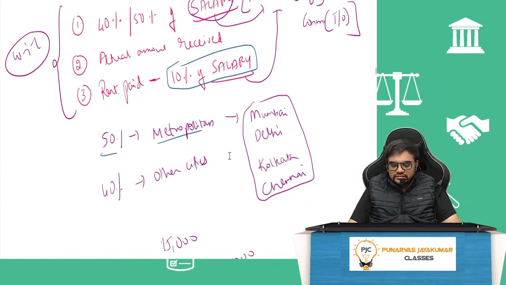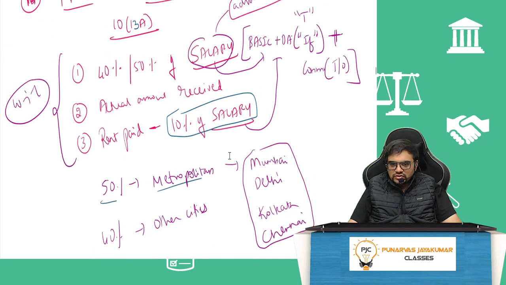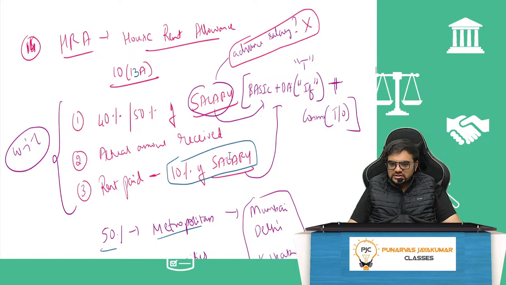50% for metropolitan, then other cities, 40%. So whatever house rent allowance you are getting, it is the least of these three things: 40% or 50% of salary, actual amount received, or rent paid minus 10% of salary. Again, salary means basic plus DA if applicable plus commission which is part of the turnover.